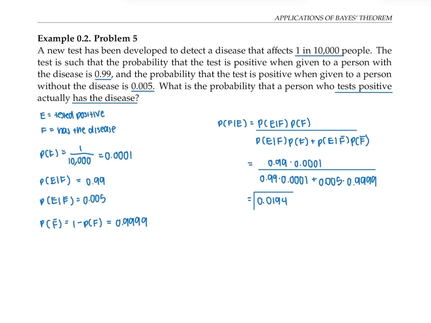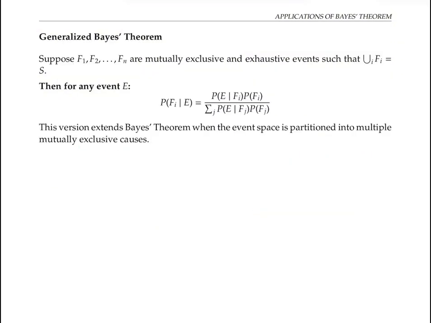However, if we take into consideration the rarity of the disease and the relatively high false positive rate, this figure makes sense. Next, let's quickly go over generalized Bayes' theorem, which is basically an expanded version of our previous formula. It says, suppose F1, F2, up to Fn are mutually exclusive and exhaustive events, such that the union of all of them equals the entire sample space.